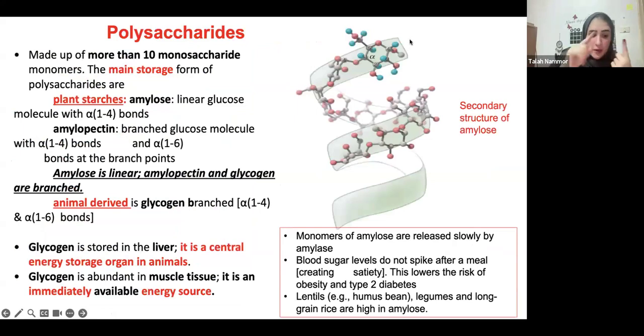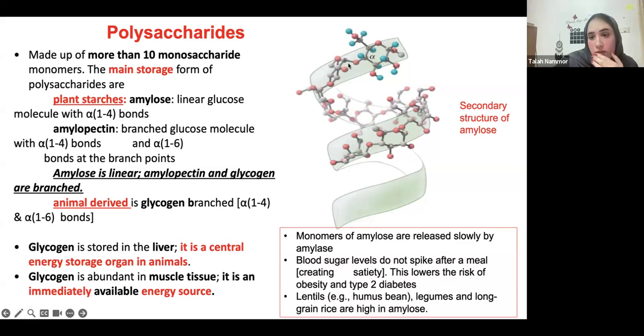Now, we talked about mono, we talked about di, we talked about poly, we talked about oligo. Now, we said oligo is 2 to 10 monosaccharides together forming the oligo. But if we have more than 10, what do we call it?